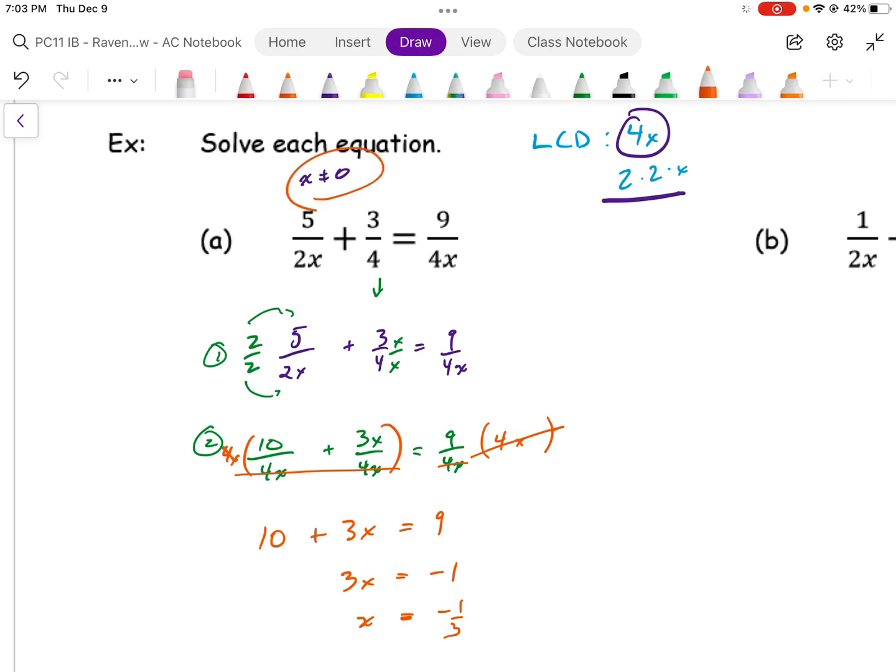Now, I have to pay attention to the restriction. x cannot be equal to 0. And what we see here, x is equal to negative 1/3. Exactly what we had before. That's my solution.